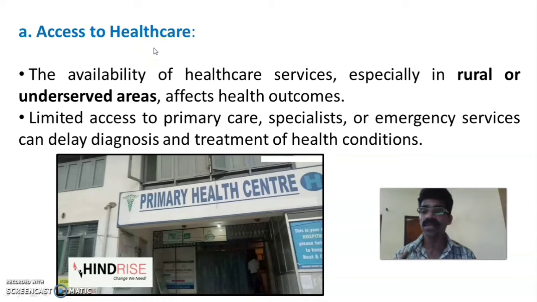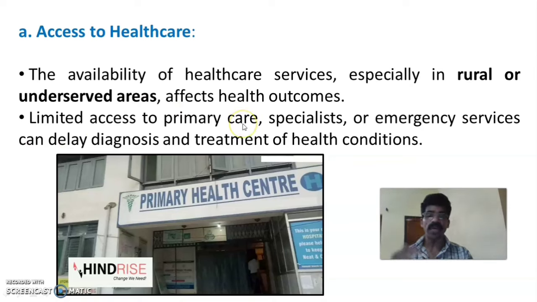The first one is access to healthcare, or the availability of healthcare services to the public. The availability of healthcare services, especially in rural or underserved areas, that means undeveloped or remote areas, affects the health outcomes of the people living in the remote or rural areas where access to healthcare services is very minimal.